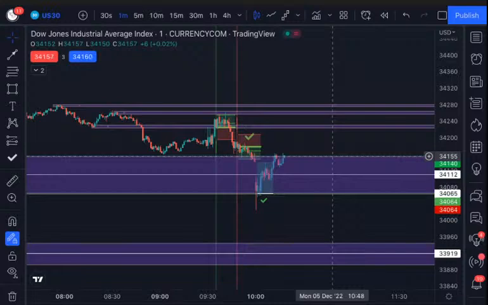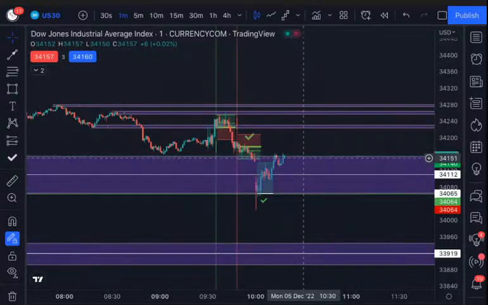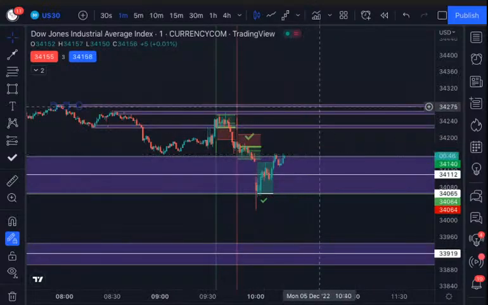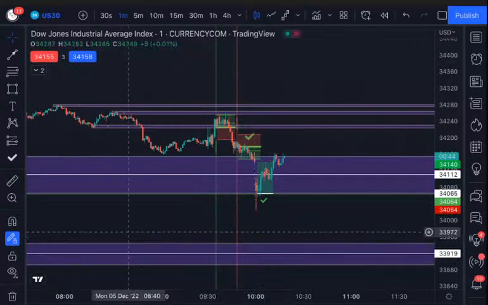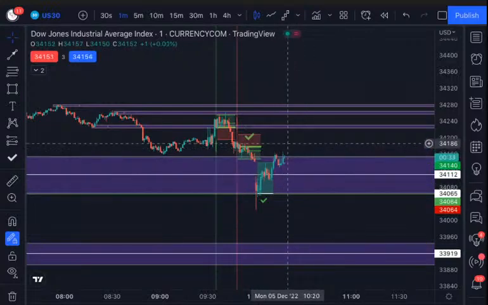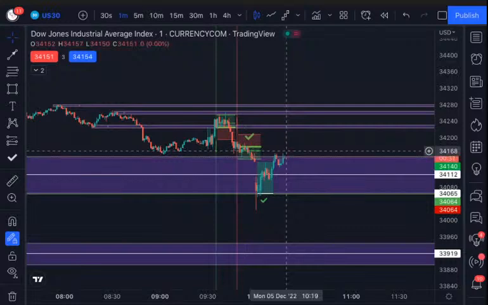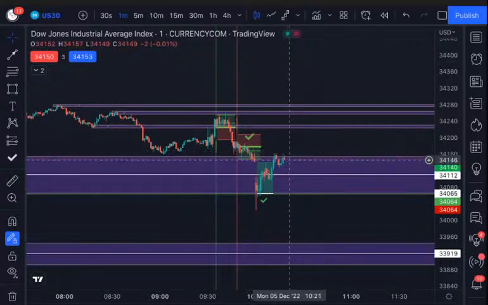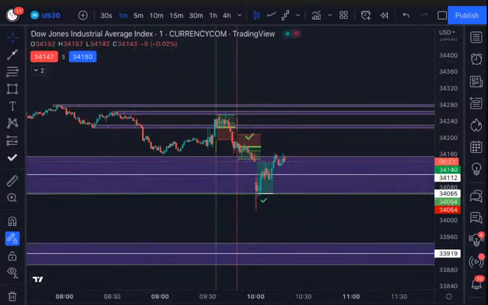That's the break up. Retrace back down to 34155 and then push up. See now, I might actually take that. But what I would want for it to do, if anything, is break above and nicely close above 34155, come back down to 34110 or 111, and then continue up. So I would do something like that.